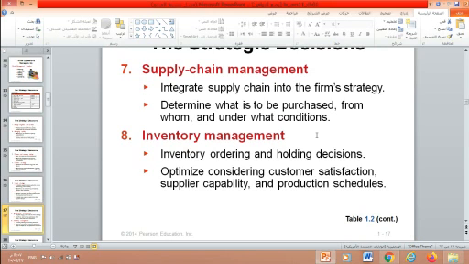The eighth strategic decision is inventory management. Inventory ordering and holding decisions are optimized considering customer satisfaction, supplier capacity and the production schedule.